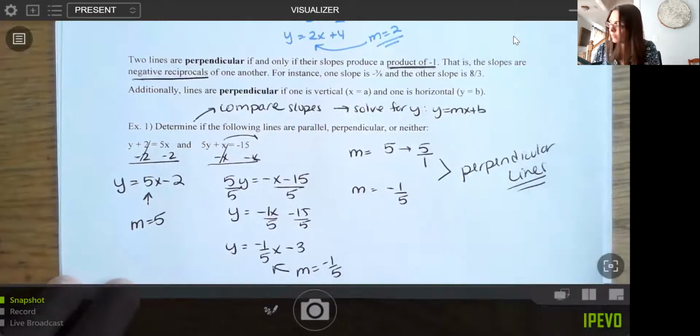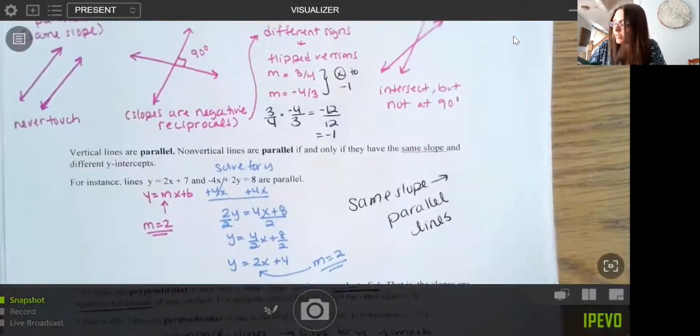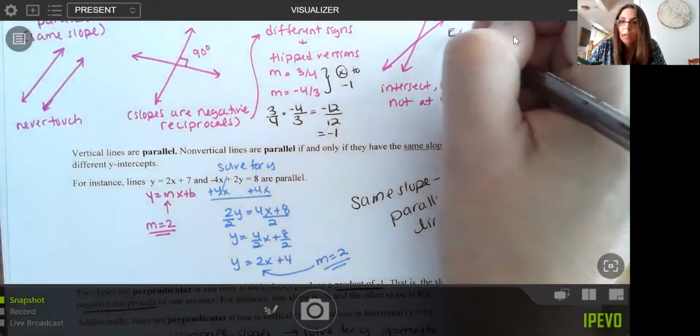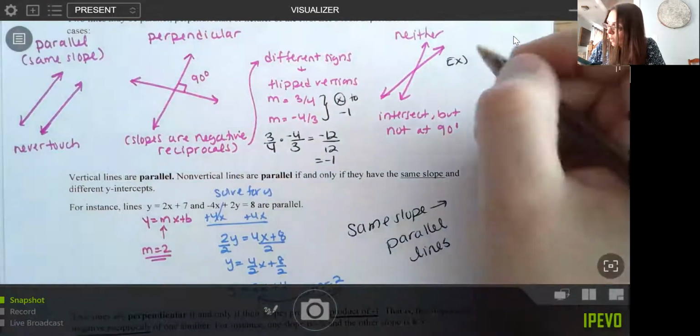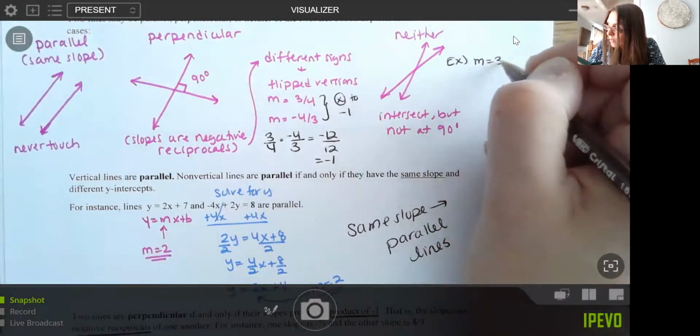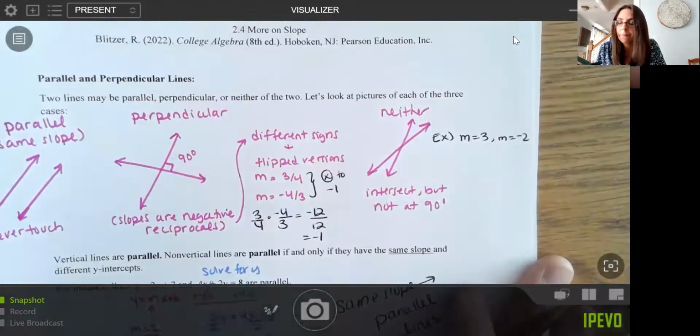Now, one thing to note, if you have lines that are neither, so just as I'll put some examples up here, they really have slopes that are not related necessarily. So maybe one slope is 3 and the other slope is -2, right? So they don't really have anything in common there.